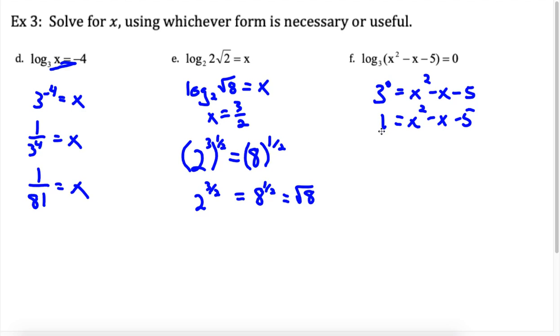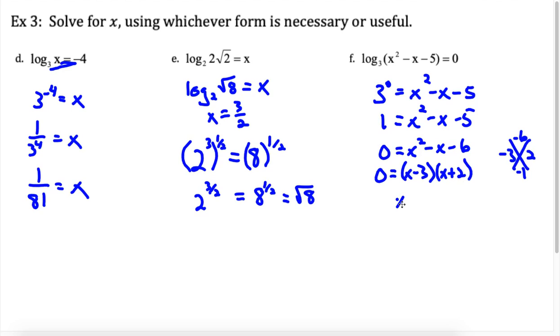To do that, I want to get everything on one side equal to 0. So I'll subtract this 1 over. We'll get x squared minus x minus 6. And now we want to factor. So two numbers that multiply to -6 that add to -1. That looks like that would be -3 and +2. So this would factor into x minus 3 and x plus 2, which means I would get x equals 3 and x equals -2.